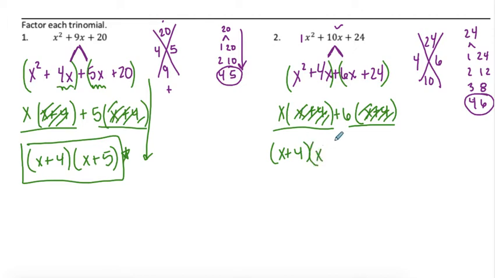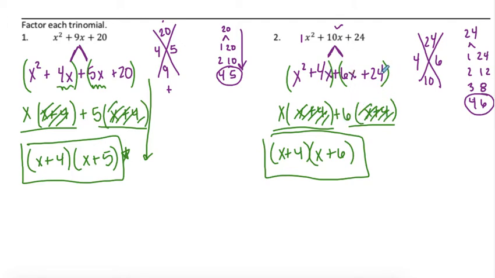And x plus 6 is what's left over after taking out that binomial. Every time that I check, I can go back. 4x plus 6x goes back to the 10x. X times x is x squared. X times 4 is 4x. 6 times x is 6x.